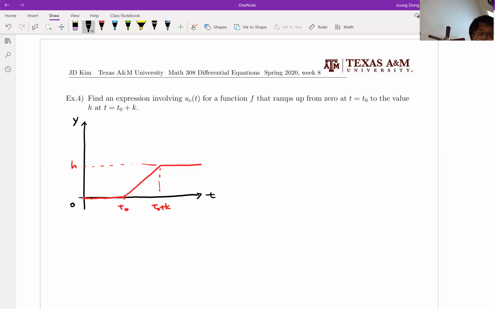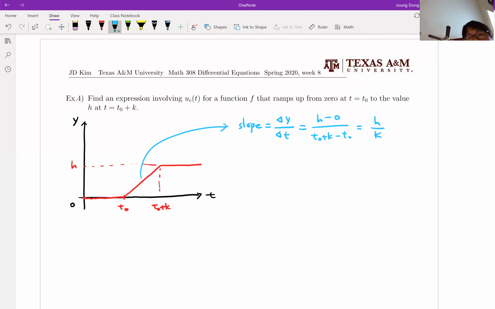First of all, think about this line. It is a straight line, right? And we can find the linear equation. First of all, the slope, which is rise over run. Let me say t instead. It goes from 0 to h, which is h minus 0, over t0 plus k minus t0, which is k. So that is your slope.